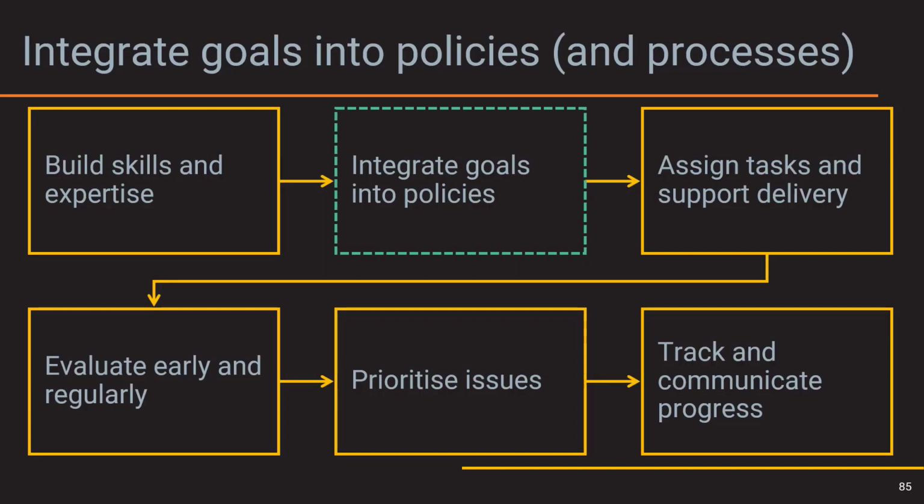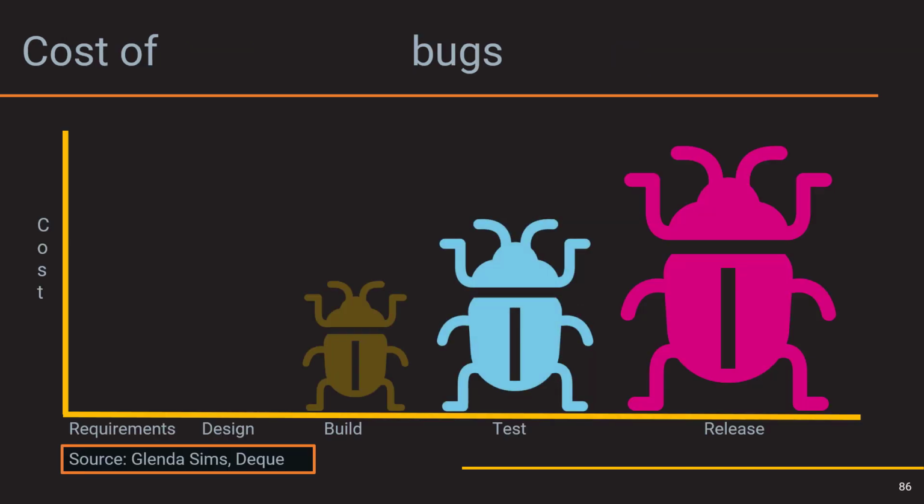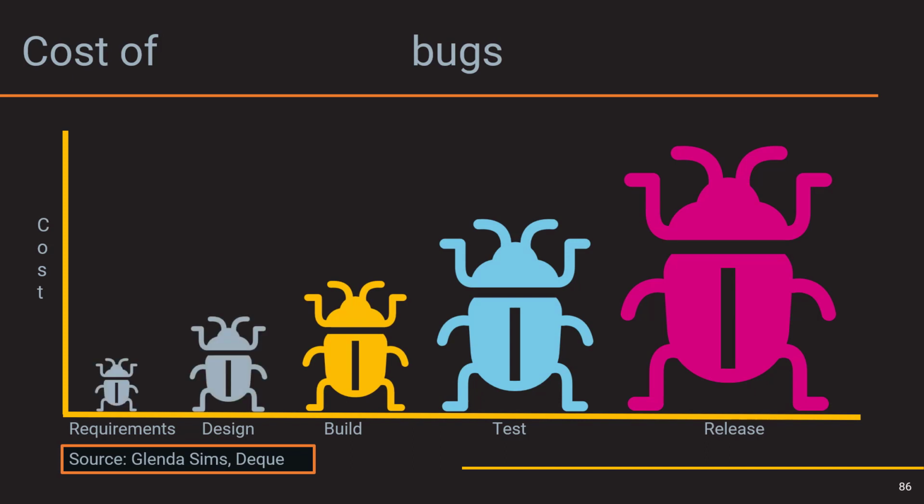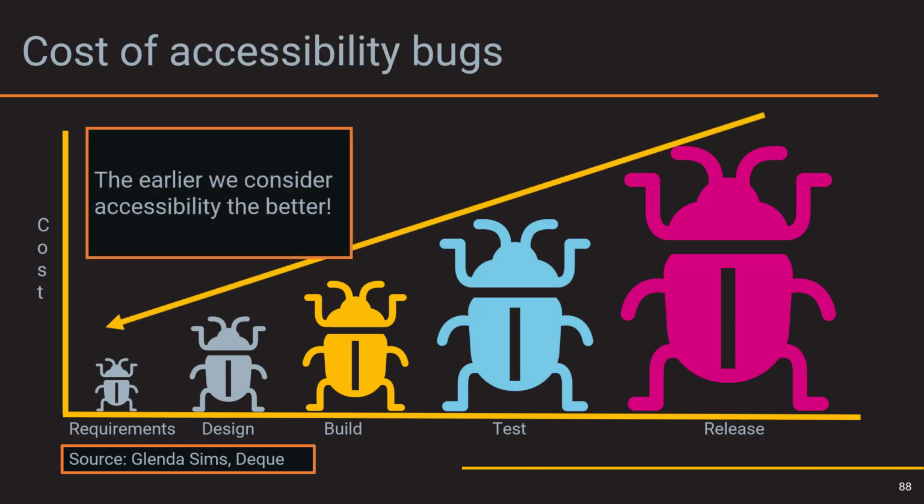How can we integrate the goals from our accessibility policy within our departmental processes? We're aiming to spread the responsibility and ensure that accessibility is considered as an integral part of day-to-day activity. Considering the cost of bugs, the sooner we find them, the less they cost to fix, and this is no different for accessibility issues. So the sooner we consider accessibility within our IT process, the better.